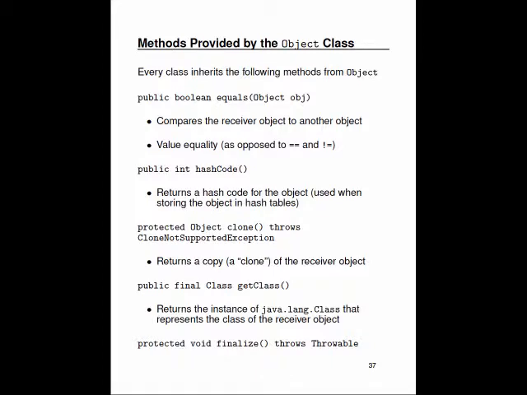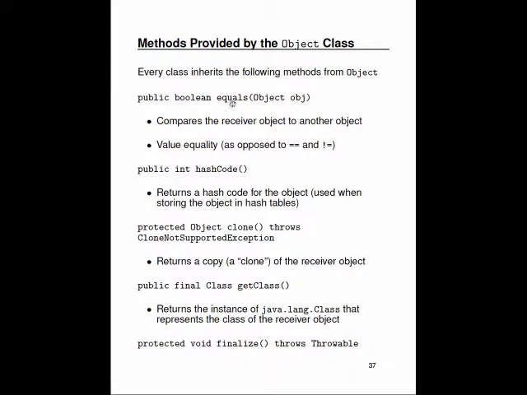Okay, because every class inherits from, or is a descendant of, the Java class Object, it means that every class in Java has the following methods. So there's a method called equals, which compares whatever object it's invoked on to some other object. Now this is value equality. This is not the same as pointer equality. You can say, hey, are they the same object with the equals-equals and not-equals operators.